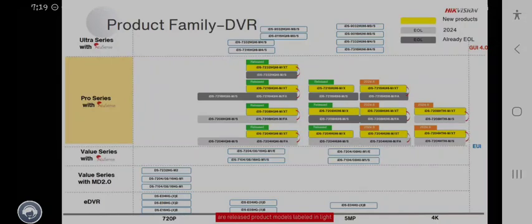Product models labeled in light gray are about to be discontinued, and product models labeled in dark gray have already been discontinued. X means supporting various intelligent functions, perimeter protection, facial recognition and MD 2.0. We also provide eDVR. eDVR is the DVR with built-in SSD.